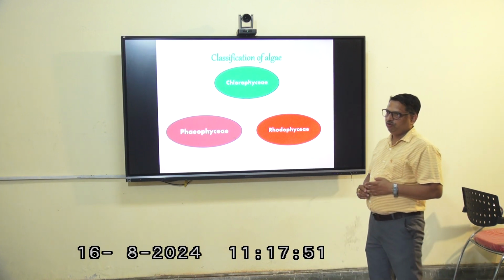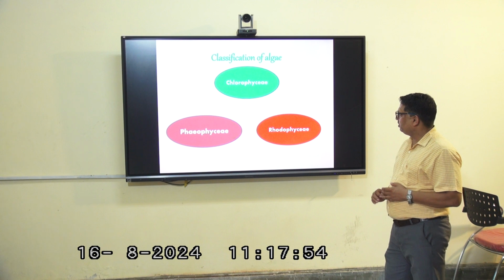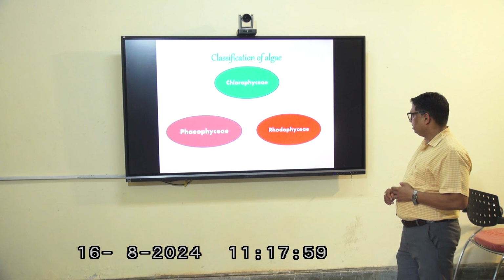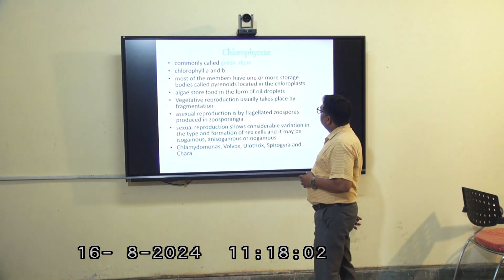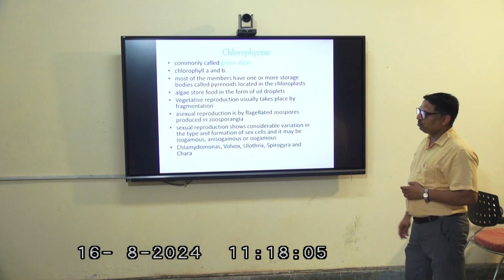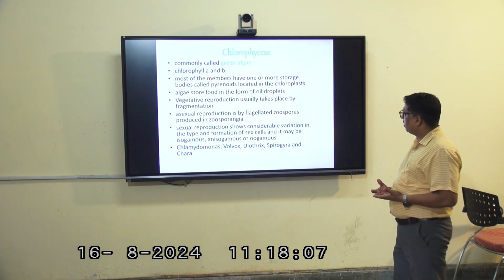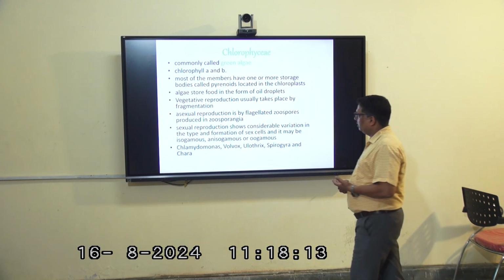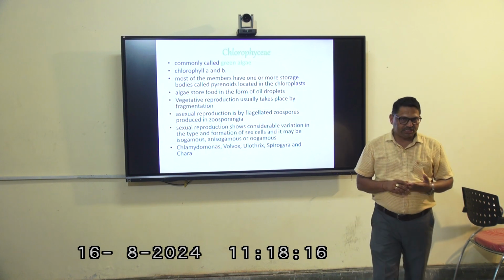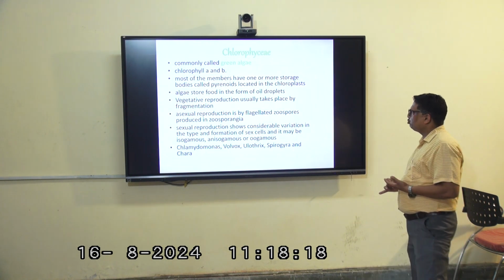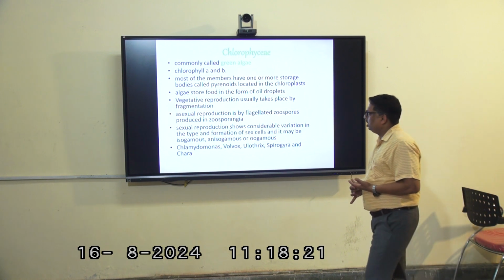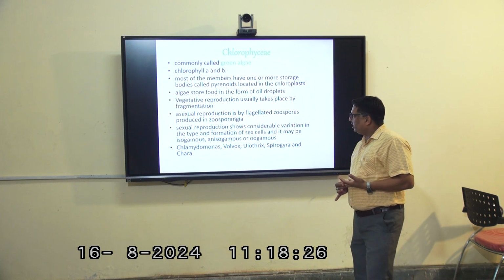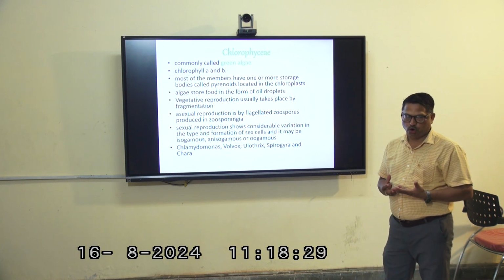Algae are classified in phycology. The common classes are Chlorophyceae, Phaeophyceae and Rhodophyceae. When we talk about Chlorophyceae, this is the common category of green plants. It exists in the form of green algae. They have chlorophyll a and b, and the most popular characteristic of such plants is that most of the members have one or more storage bodies called pyrenoids, which are located in the chloroplast, and algae store food in the form of oil droplets.